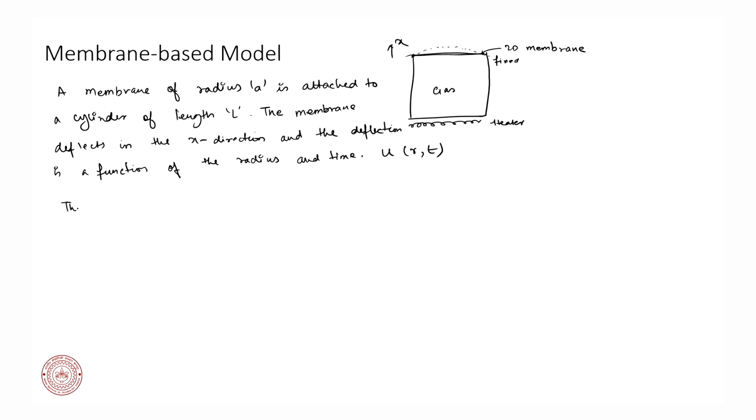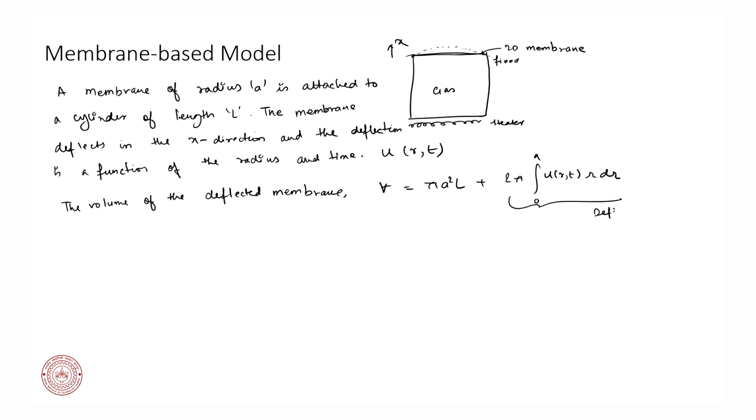The volume of the deflected membrane is given by V, which is a function, equal to pi a square L, that is the original volume, plus the deflected volume, that is 2 pi integration from 0 to a of u, which is a function of r comma t, times r dr. Okay, so this is the deflected volume, this is the cylinder volume. So, summation of the two.